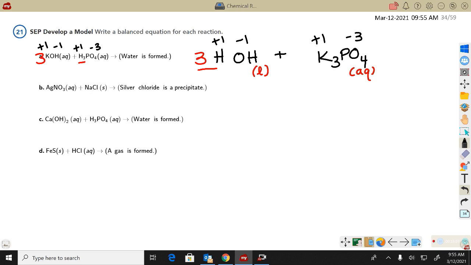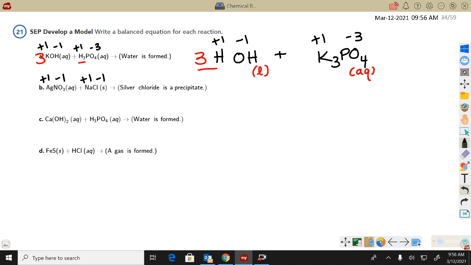All right, so I like to start with the charges. +1, -1. Nitrate will be on the polyatomic chart. NO3 is -1. And so then since there's only one silver, it's got to be a +1. Sodium is a +1 and chlorine is a -1. So I'm like always looking at my periodic table so I can find the charges on my ions.